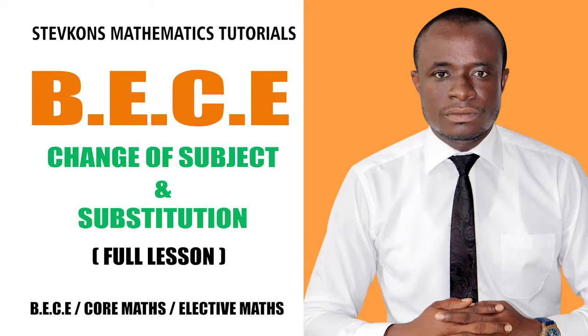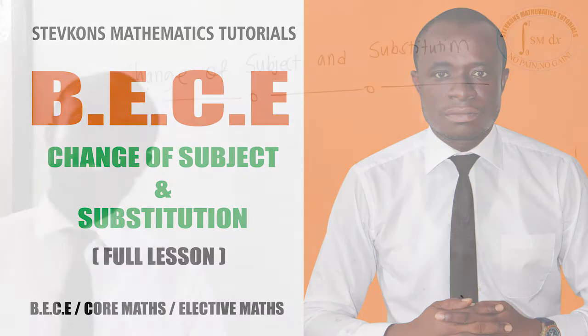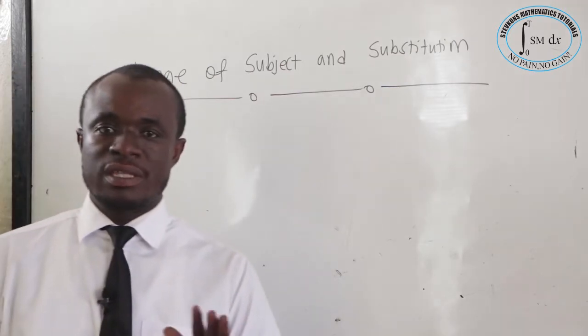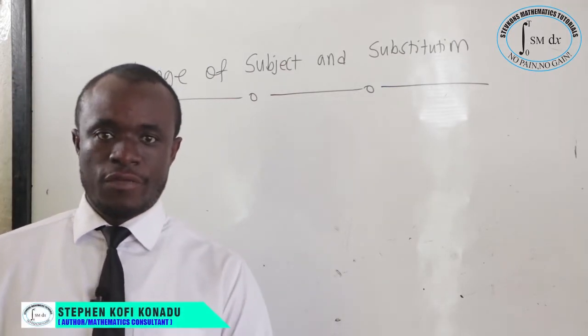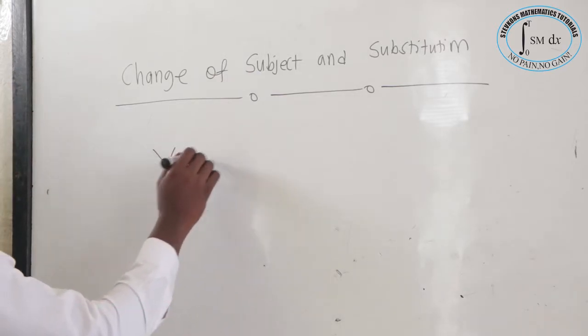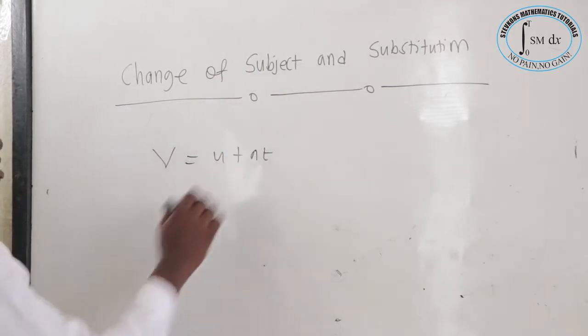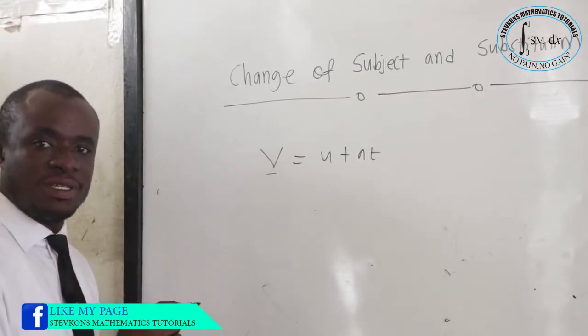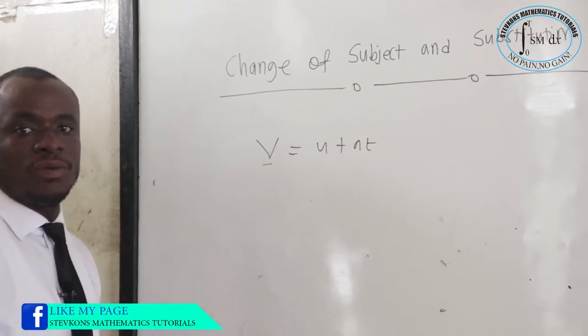Today we'd like to look at change of subject. Now what is change of subject? It basically means to make a variable stand on one side of the equation. An example is if I have v equal to u plus 80. Here I can say that v is the subject of this relation.